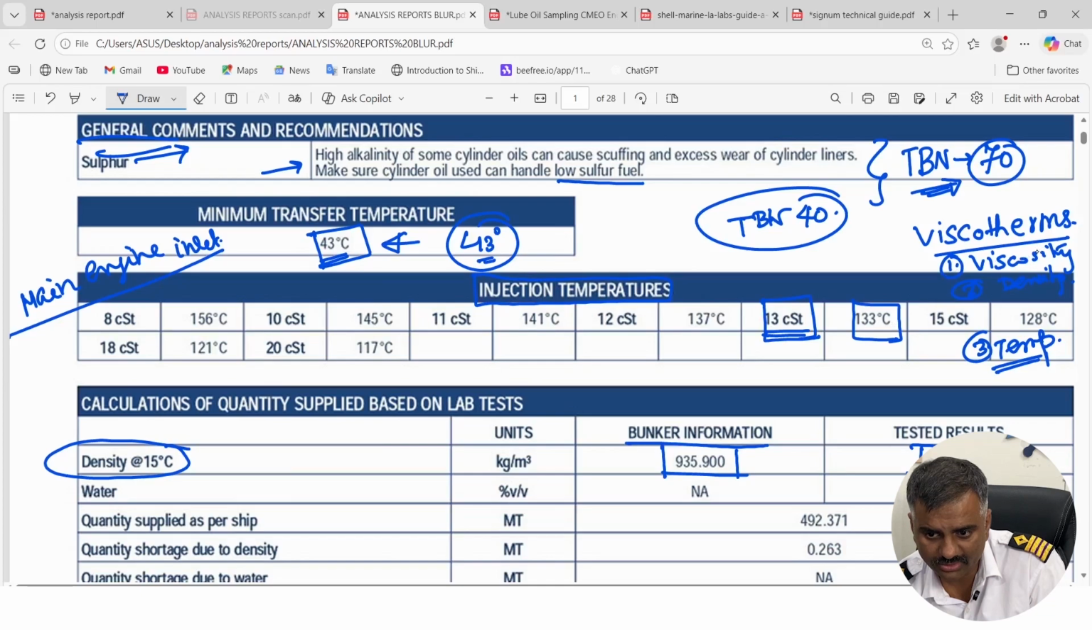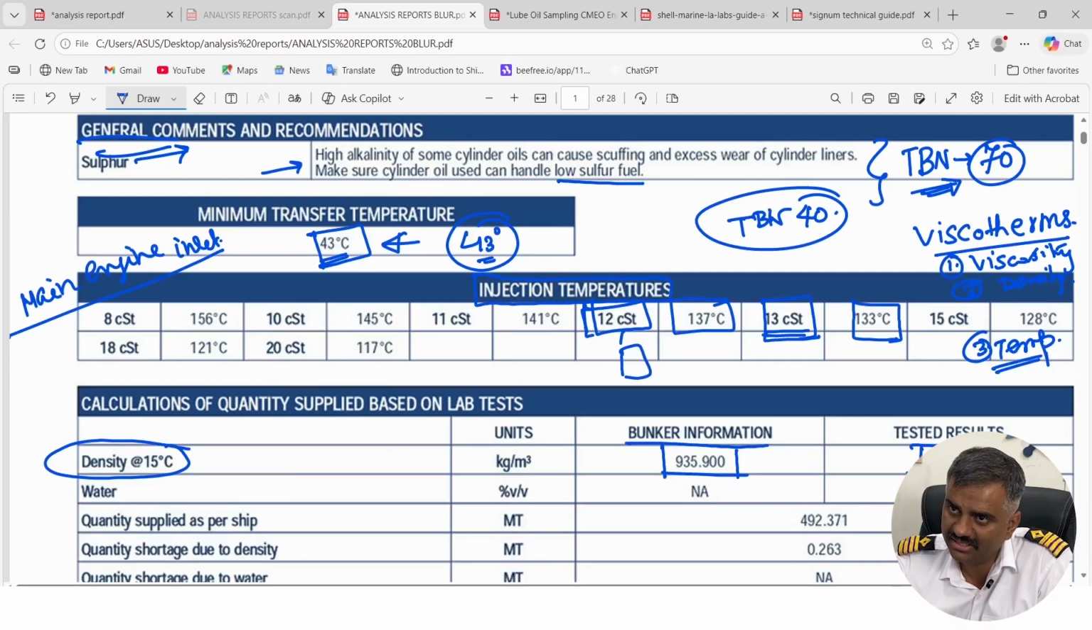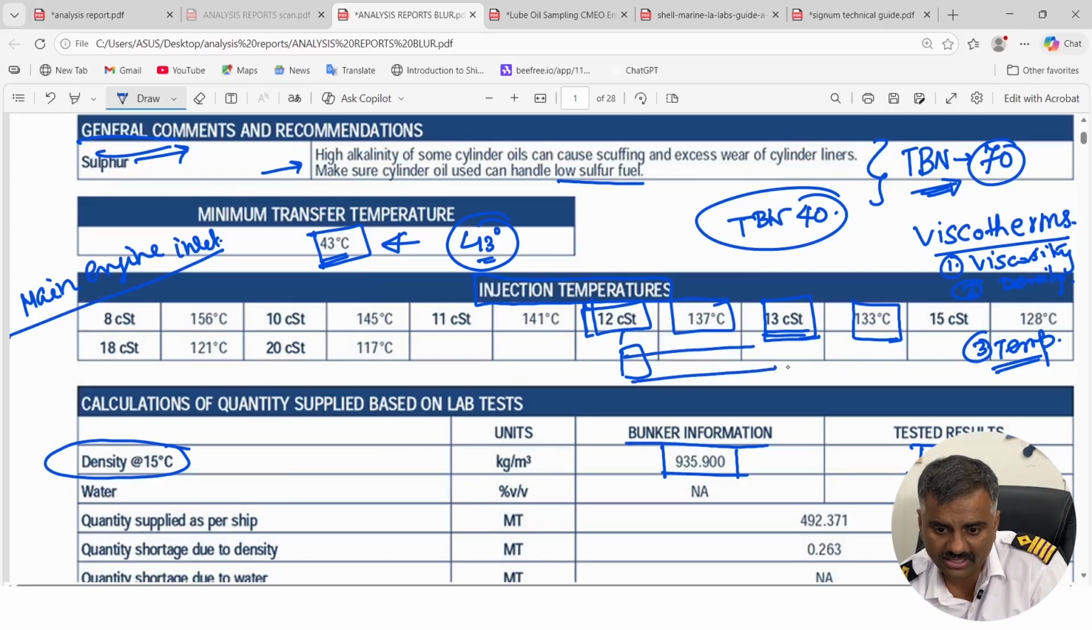So basically what we do is, at the viscotherm we set around 12 cst. Why? Because, say 137 degrees centigrade, because it's a general observation that this oil after the heater, even if you are providing steam tracing lines in the line after the heater to the main engine, the line temperature drops by around 4 to 5 degrees centigrade. So if you are keeping it at 133, the oil temperature is going to be 128 when it reaches the main engine. So by 128 it becomes 15 cst.